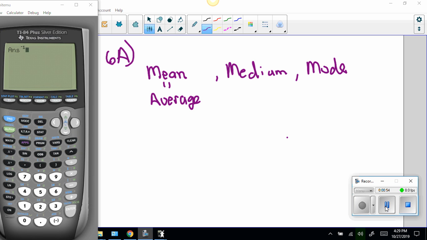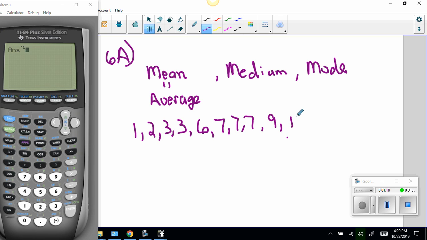I'm recording now. So what we're going to do is create a set of data: 1, 2, 3, 3, 6, 7, 7, 7, 9, and 13. Now, there's 10 items in my data set.